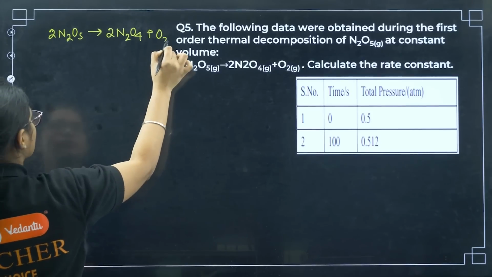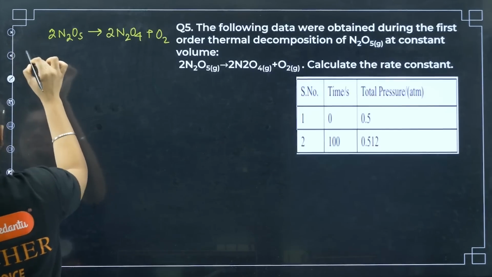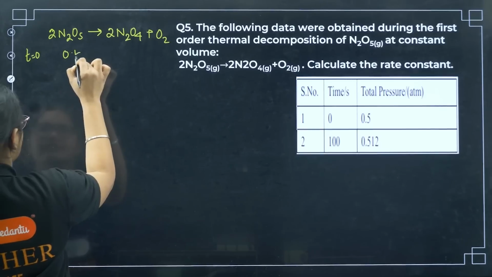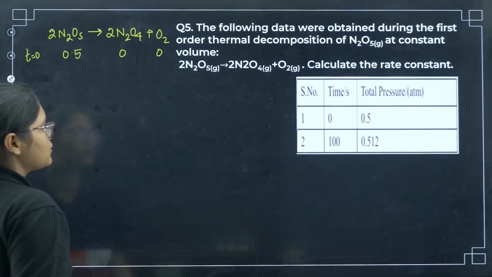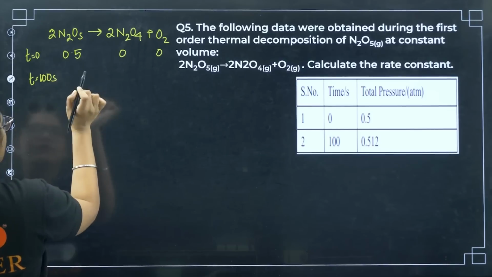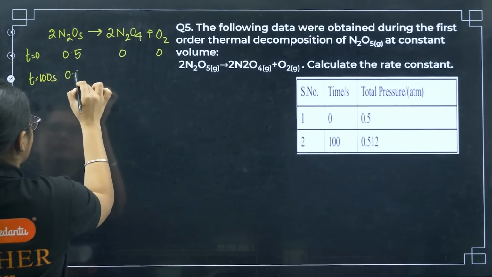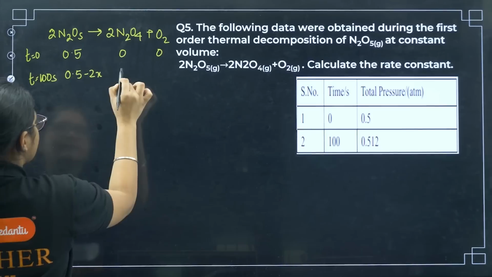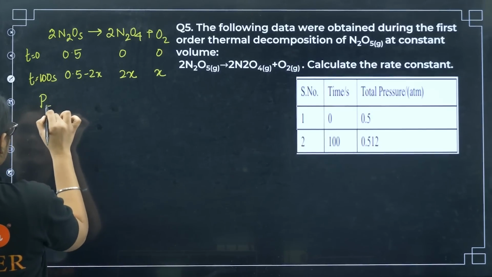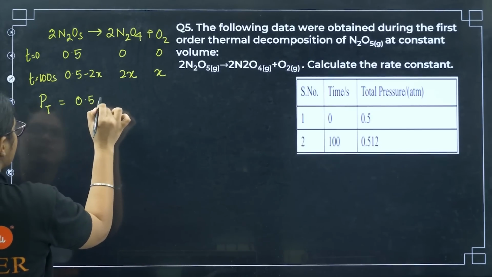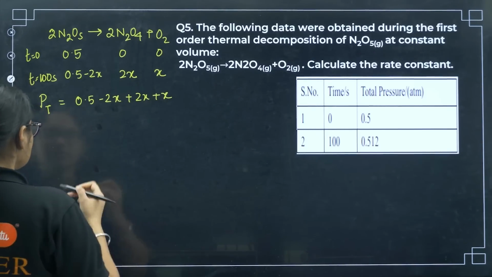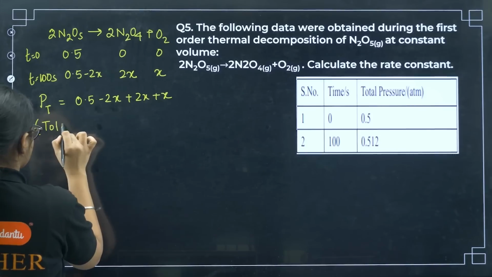Yes, so plus O2. Now see, when time is equal to 0, meaning initial time, what is the pressure? The total pressure is 0.5, right? At that time this one is not produced, this one is not produced, so that is 0, 0. Next, time at 100 seconds. Okay, so at 100 seconds what happens? Suppose 2x will react from here, so 0.5 minus 2x. 2x has reacted means 2x will form and x will form here, right? So what is the P total? P total pressure, so it is 0.5 minus 2x plus 2x plus x. Here you can write down P total means total pressure.